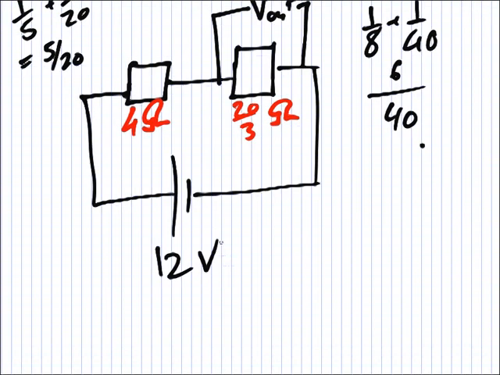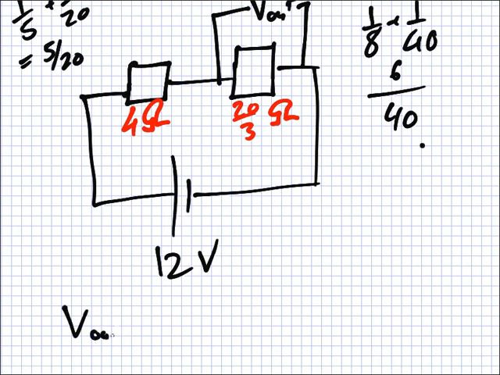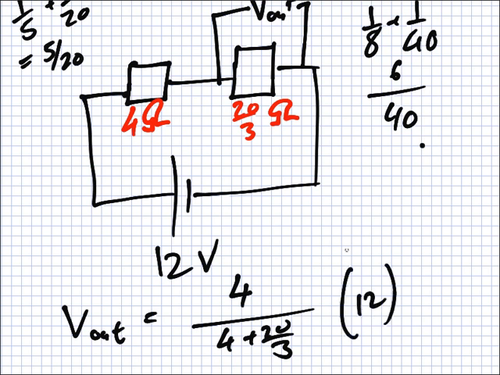So, we know the formula. V out equals R1 over R1 plus R2 times V in. That's the potential divider formula.